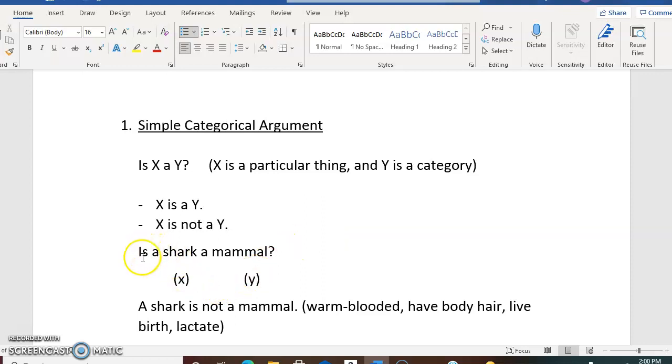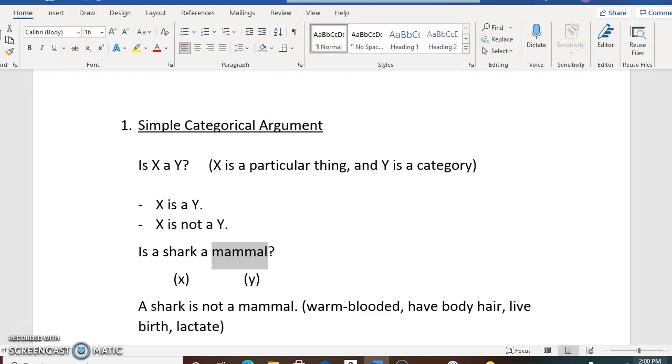And so we might ask the question, is a shark a mammal, right? So here's our X, shark, that's a thing. Here's our Y, which is a category. Mammal's a category. We can put different things in that category, like squirrels and raccoons and bears and human beings. Then our argument would be an answer to that question about whether a shark is a mammal or not. Now, you're probably thinking, no, it's not a mammal, right?